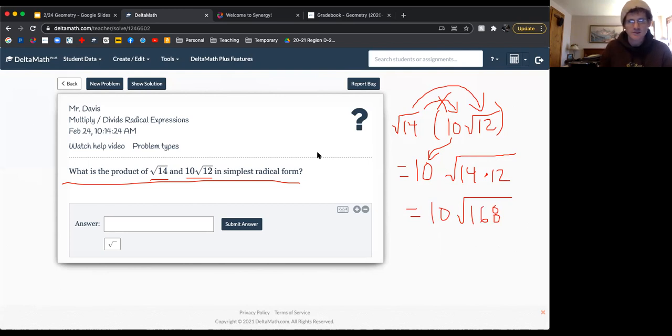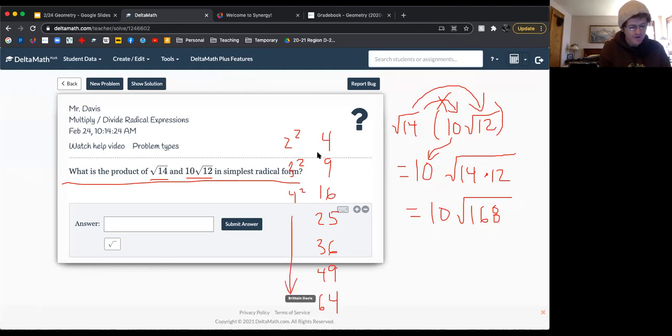So remember, when it comes to simplifying radicals, we want to find the biggest perfect square factor that can fit into this number. So maybe the easiest thing to do: 4, 9, 16, 25. These are my perfect squares, 36, 49, 64. Let me just start with that. This is 2 squared, 3 squared, 4 squared, and so on. So if I want to figure out which perfect square is the biggest one that can factor evenly into 168, I'm just going to start with 4.